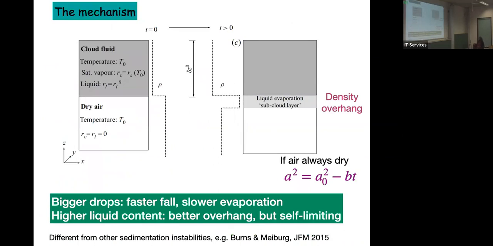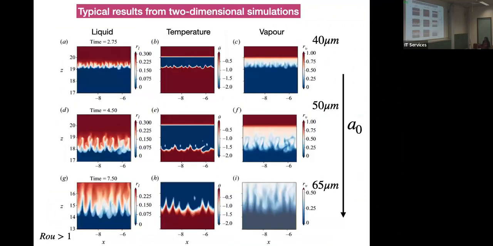Okay, so what's the basic mechanism? We started out with something light there and something heavy here. As you have sedimentation through this layer, there is evaporation, and the subcloud layer cools a lot. By a lot I mean a few degrees, 2 or 3 degrees. Because of this cooling, you get a density overhang. Once you get a density overhang, you get a Rayleigh-Taylor type instability, which is what creates the Mammatus cloud and also the asperitas cloud. So this is different from other sedimentation instabilities, as I told you.